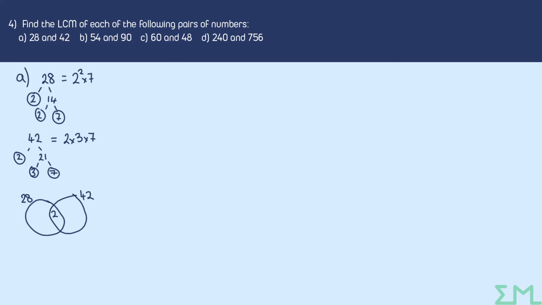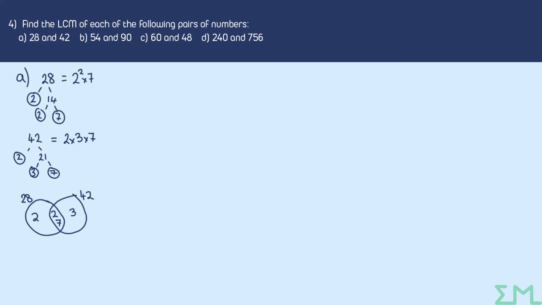3 only appears in 42. It does not appear in 28, therefore we cannot put it in the overlap. 7 appears in both, so 7 goes in the overlap. Now we go through each of the circles and fill in any extra prime numbers that we need for our prime factorization. For 28, we need an extra 2, so that the whole circle of 28 has two 2s and one 7. 42 needs to have a 2, a 3 and a 7. At the moment it only has a 2 and a 7, so we need to add a 3.